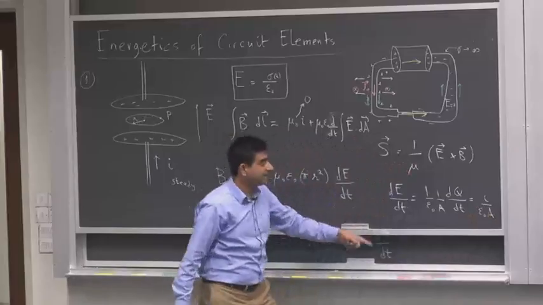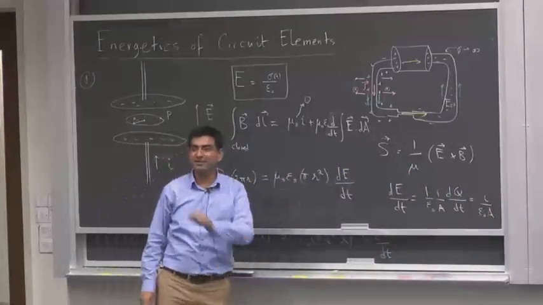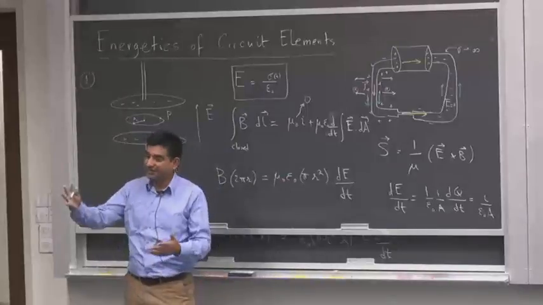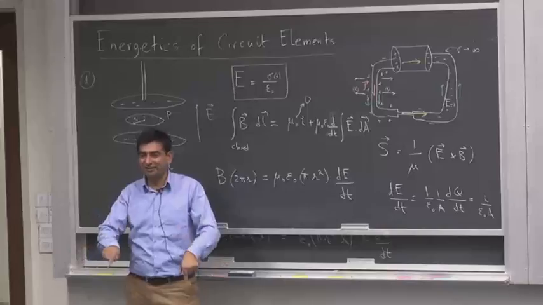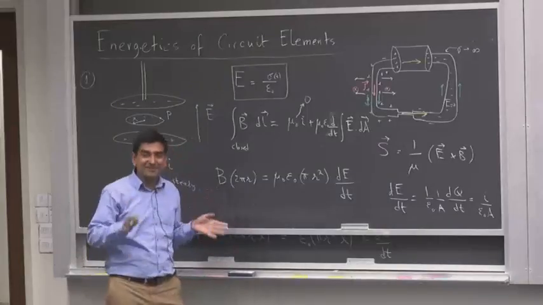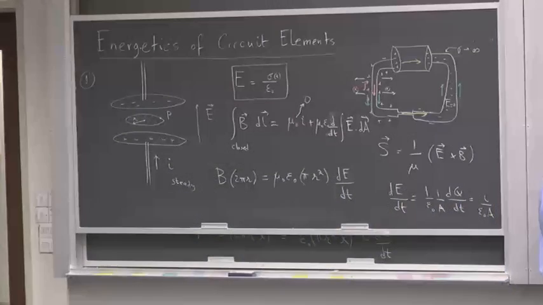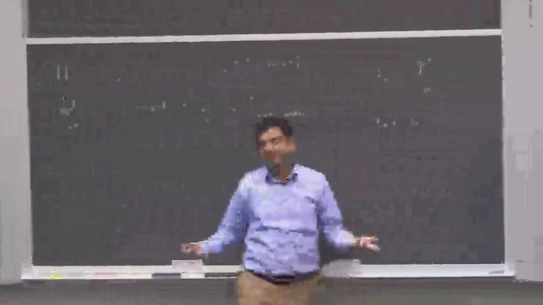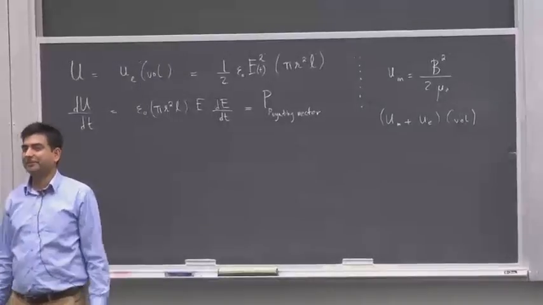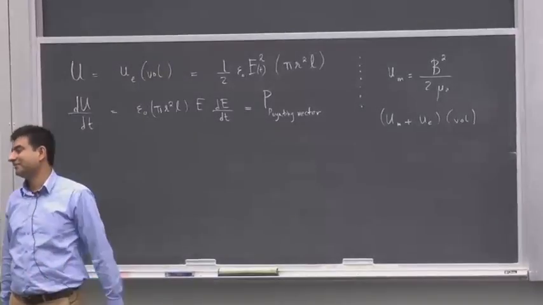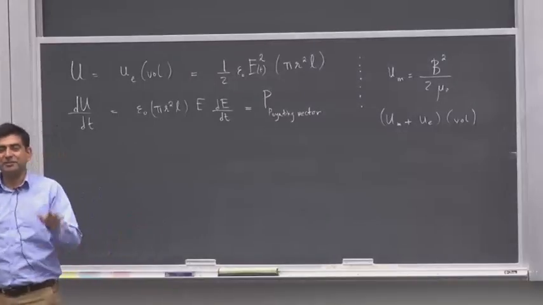So dE by dt is proportional to the current. But if the current remains constant, dE by dt remains constant. So even though E is changing with time, dE by dt is constant because of the constant current. So B, there exists a B, but it doesn't change with time. So when I take the time derivative of this energy, this magnetic field is immaterial. It does not cause any power coming into this capacitor. So everything is consistent, neat, rigorous here.